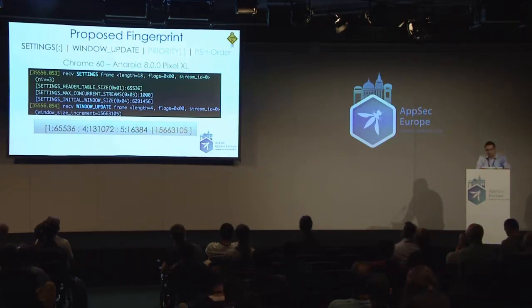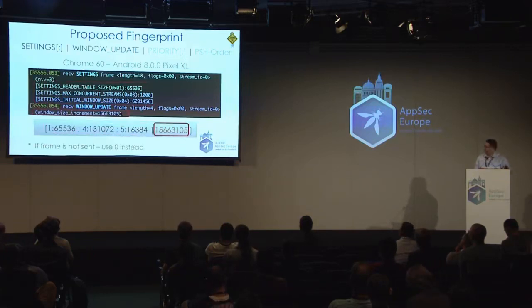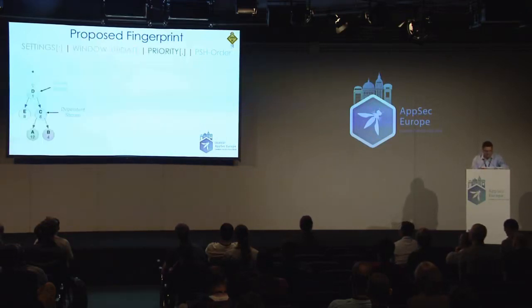So we just collected that value, and in the case where it would not send that frame, we would just put 0 there instead. And that's great. We gained some more entropy and we've broken down the cluster, but still it was not enough. So this is a chance to learn about a new cool mechanism in HTTP2, which is priority.